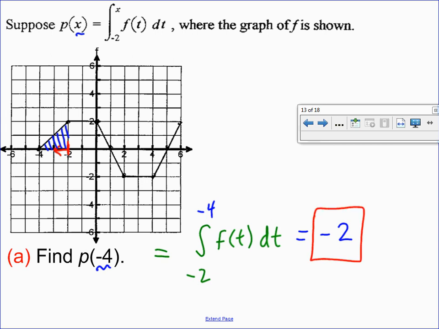Did you guys get -2 for that? Okay. Keep in mind you could have flipped the limits and done the opposite of -4 and -2. We'd scan from -4 to -2 and accumulate 2 units. But because I flipped the limits, I need to apply the negative. In either case, I get -2. You guys good with A?